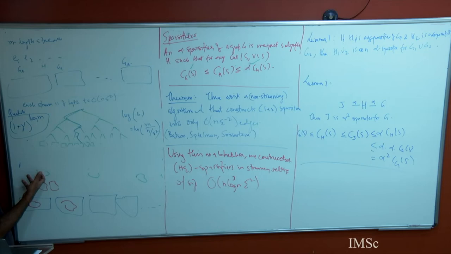Because imagine, what is the size of this? I can only guarantee n over epsilon square. So what is the size of these two things together? 2n over epsilon square. And I want to maintain the invariant that I only have n over epsilon square objects. So I reduce this.